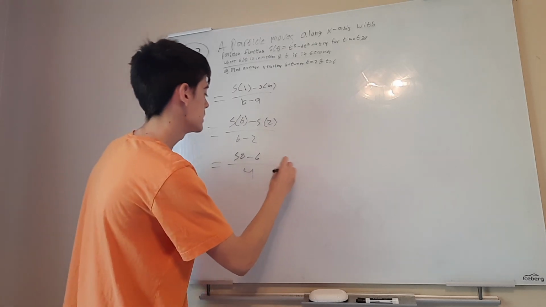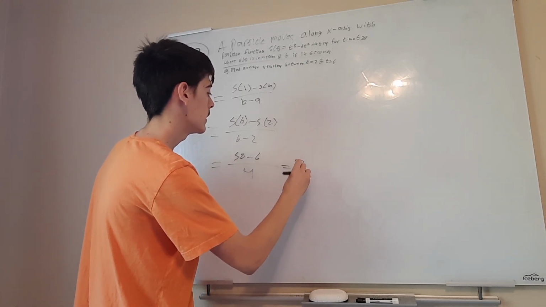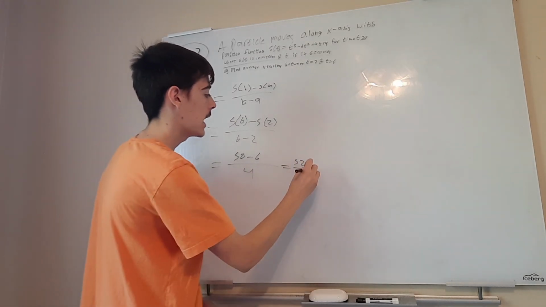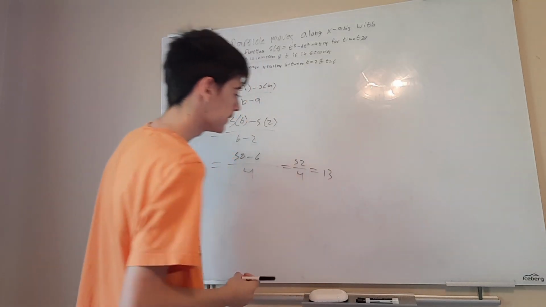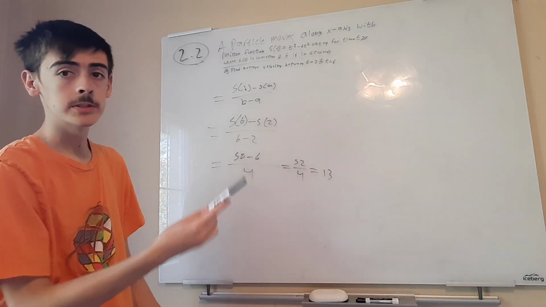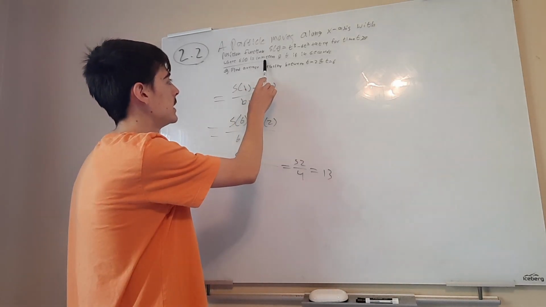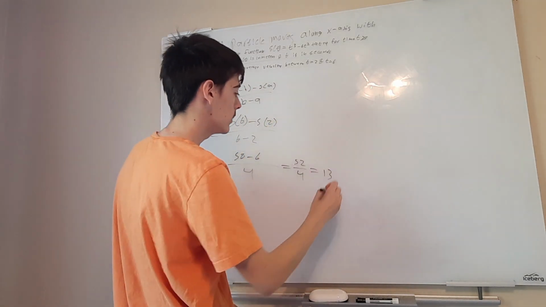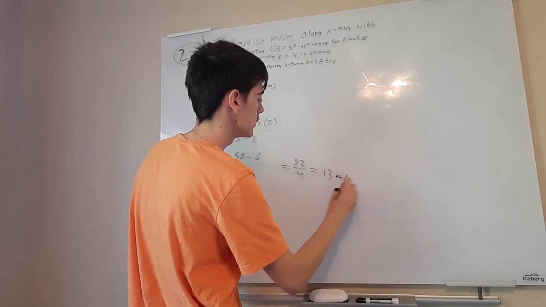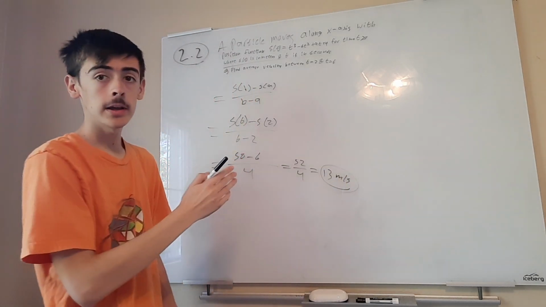So 58 minus 6 is going to be equal to 52. And that divided by 4 is going to give us 13. And remember, for these problems, because we're given units, we want to write our answer in units. We are told that S of t is in meters and t is in seconds, so it will be 13 meters per second. And that is part A.